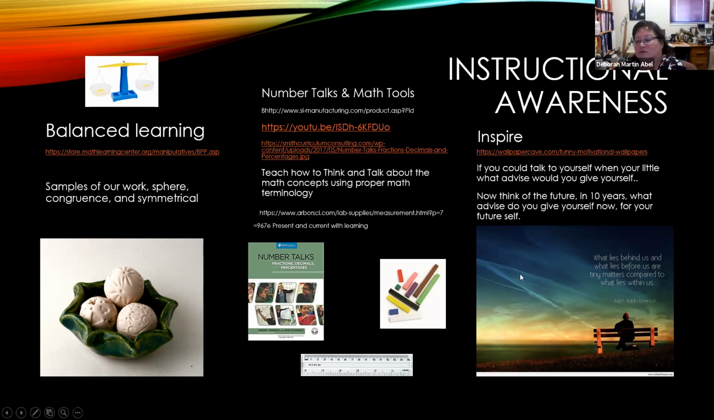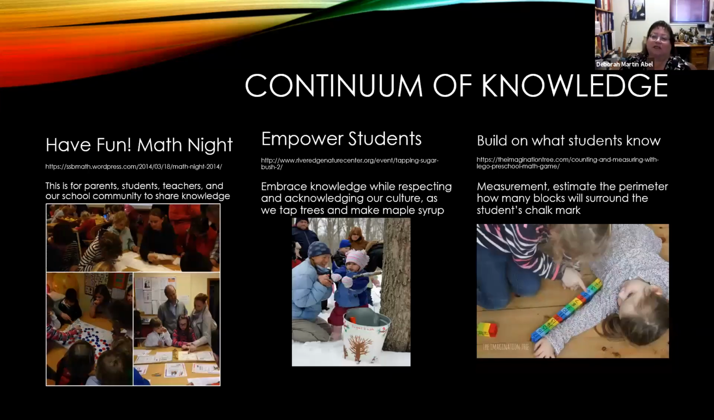And it says, what lies behind us and what lies before us are tiny matters compared to what lies within us. So the power is within it. And I think that learning is a continuum of knowledge and you have to have fun.